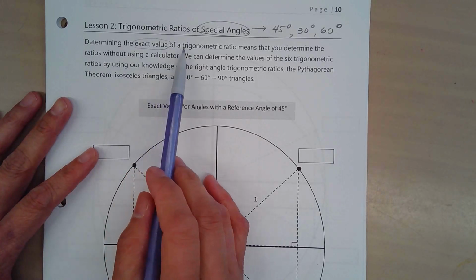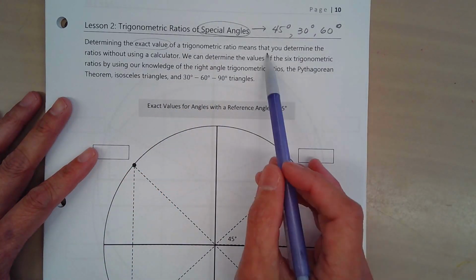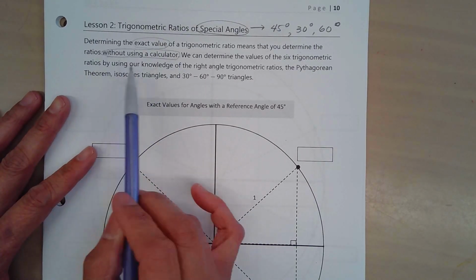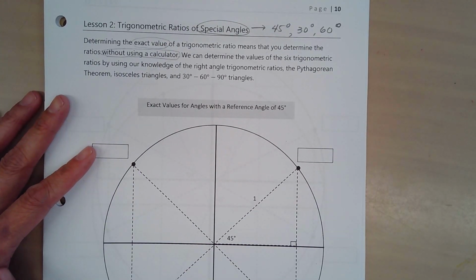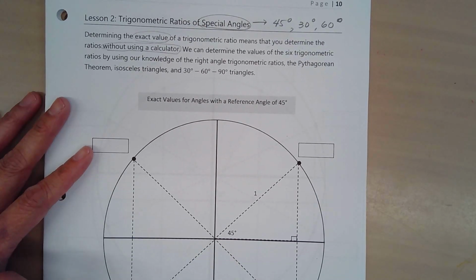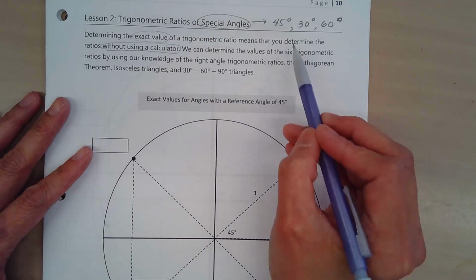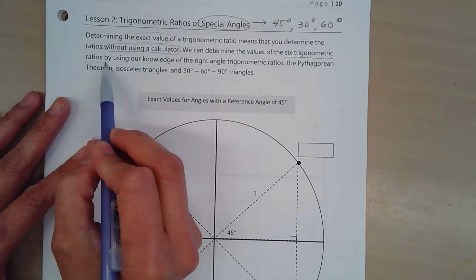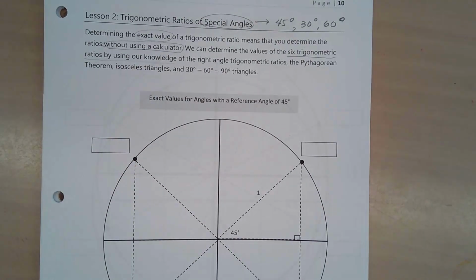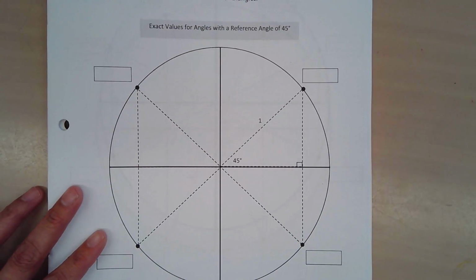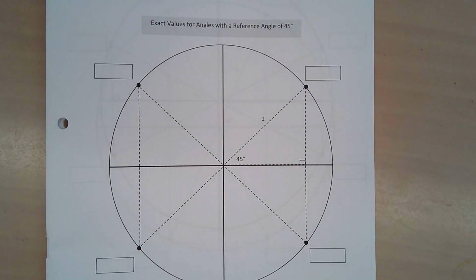Determining the exact value of a trigonometric ratio means that you must determine the ratios without using the calculator. And these ones have to be memorized. They have to be memorized now. We can determine the values of the 6 trigonometric ratios by using our knowledge of a right triangle and the Pythagorean theorem. So I'm going to show you this, and I think I've shown this to the students when they were in grade 11.